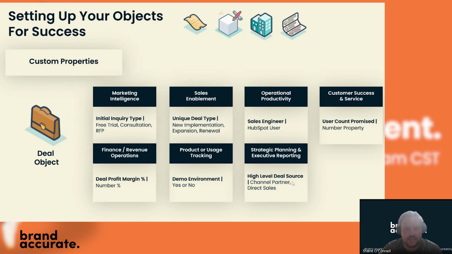Speaking of sales enablement, unique deal type. This is another one where you may want to highlight, or you may want to use inside of an enrollment trigger on a workflow. Is this a new implementation? Is this an expansion of an existing organization that you're working with, or is this just simply a renewal? These are just examples of how we break up our deals. How do we look at these from a reporting standpoint to give us a good understanding of where our business is coming in at?